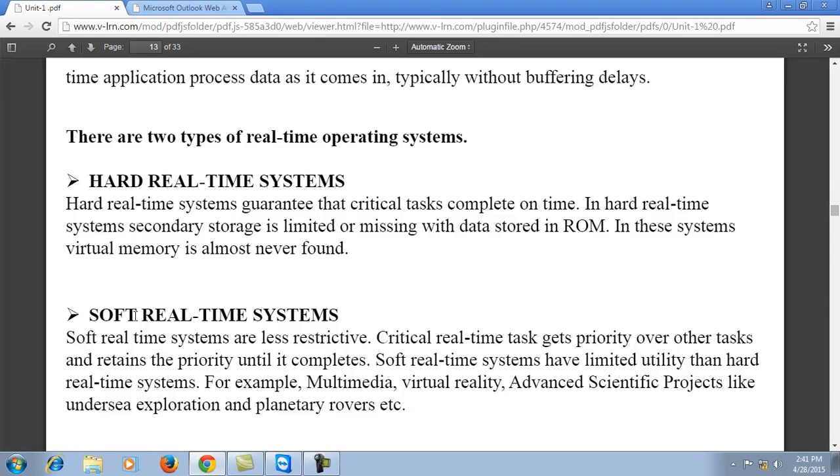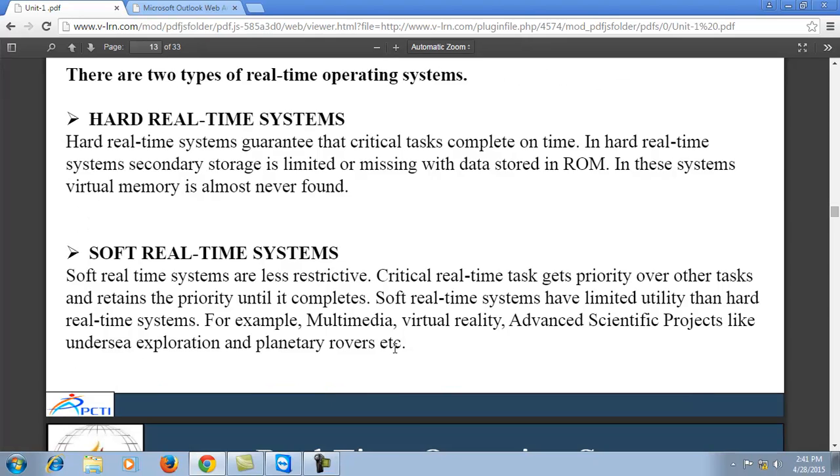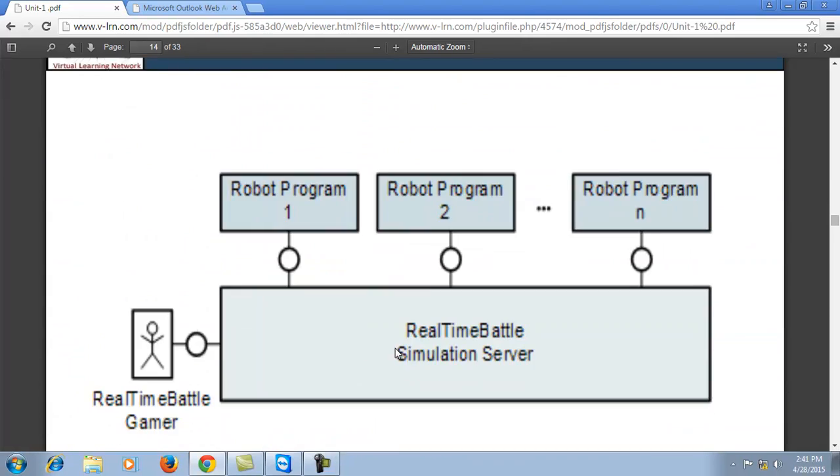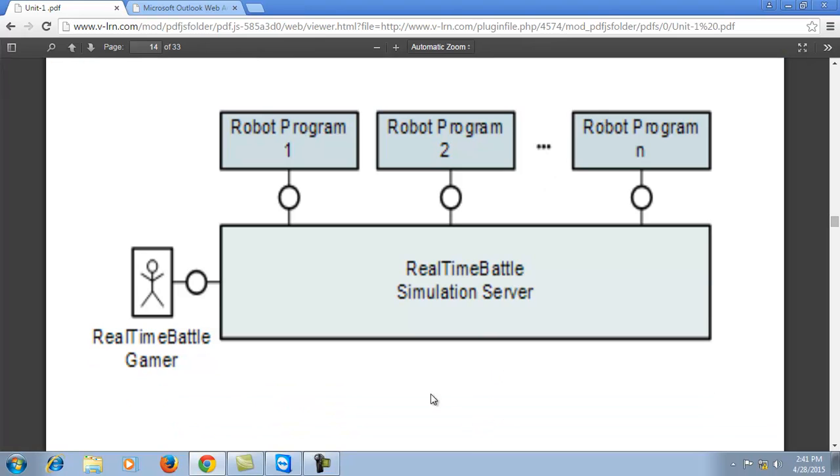Soft real-time systems are less restrictive. A critical real-time task gets priority over other tasks. It does not provide any commitment to the other tasks to complete on time. It just completes the task, but with no commitment to completion time in a soft real-time system. Now this is the diagrammatical form of a real-time system.